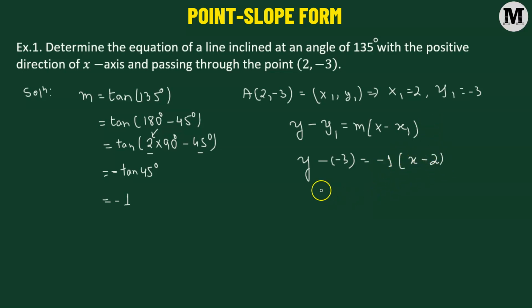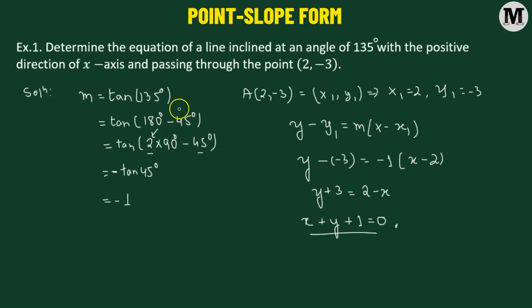So here we have y plus 3 equals to the -1 multiplied to x minus 2. That's going to be 2 minus x. Now let's rearrange everything. So we're going to get x plus y plus 3 minus 2. That's going to be +1 equals to 0. So this is going to be the required equation of the line, which is inclined at an angle of 135 degrees with the positive direction of x-axis, and it passes through the point 2, -3.